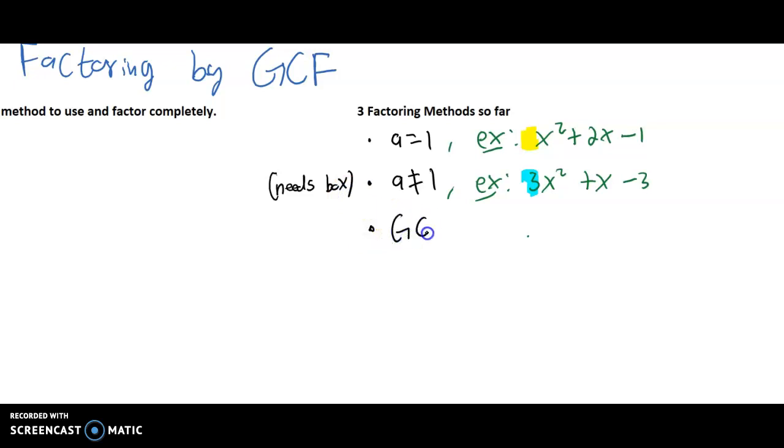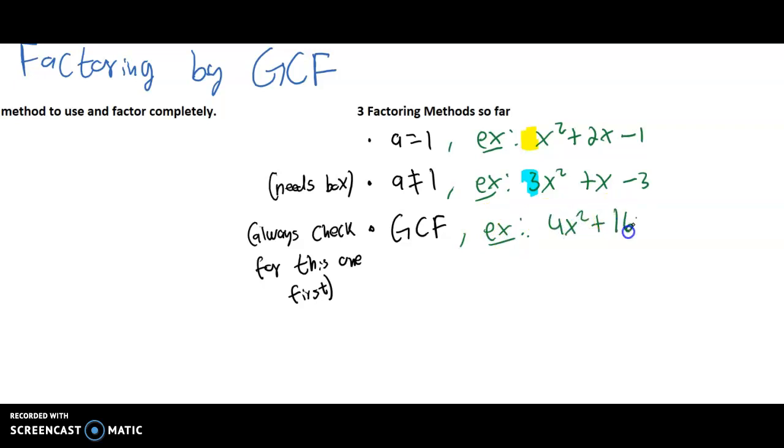The new one we're learning today is called greatest common factor. Next to greatest common factor, you're going to write: always check for this one first. When you're doing a factoring problem and they don't tell you which method to use, you always check for greatest common factor first. An example of this is 4x squared plus 16x.